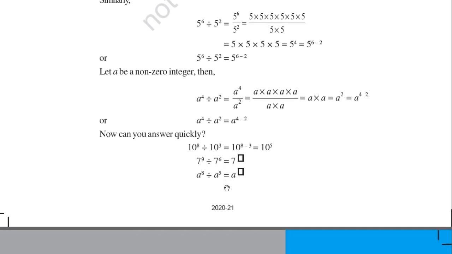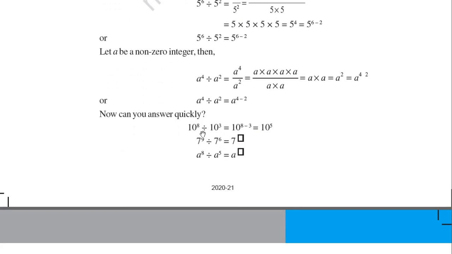Now can you answer quickly? Here also you can do that. The bases are the same. Here it is 8 and here it is 3. You subtract, so you will get 5. Similarly, 7 to the power 9 divided by 7 to the power 6. 9 minus 6 is 3, so 7 to the power 3. Here a to the power 8 divided by a to the power 5. You get a to the power 3, because 8 minus 5 is 3.